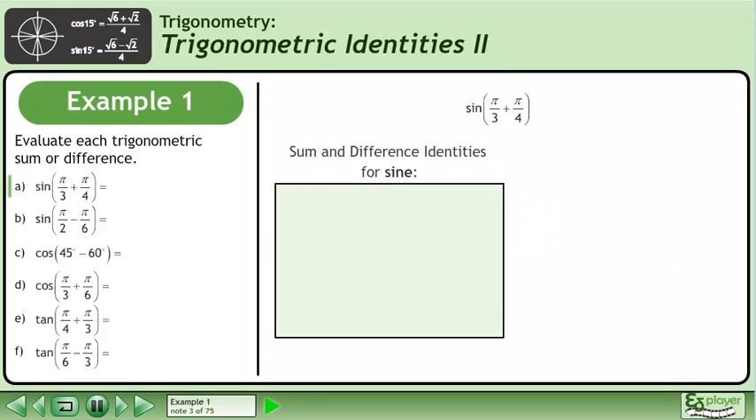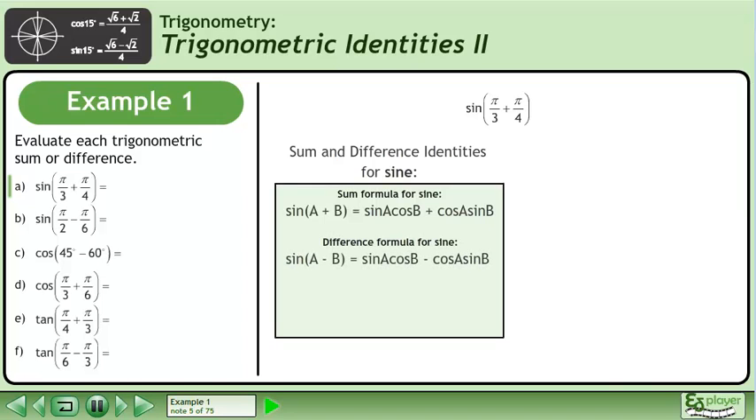We'll begin by stating the sum and difference identities for sine. The sum formula for sine is sine of a plus b equals sine a cos b plus cos a sine b. The difference formula for sine is sine of a minus b equals sine a cos b minus cos a sine b.